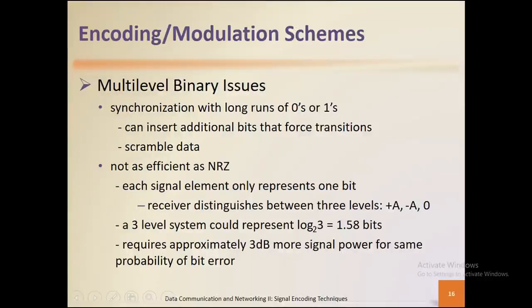But it's part of the issues that come up within the multi-level binary techniques that we have. So hence one of the reasons why it's not as efficient as the non-return-to-zero, where it's either going to be a 1 or a 0, not a half bit or whatever. And they also require approximately 3 decibels more signal power.